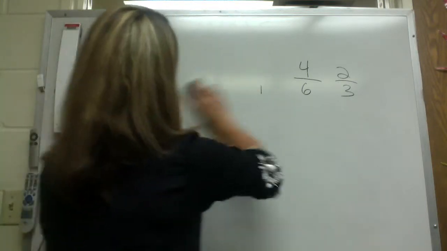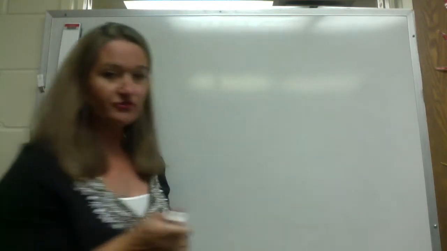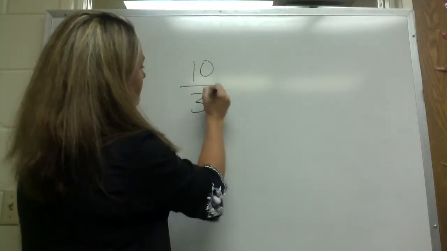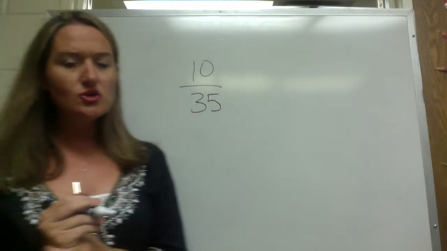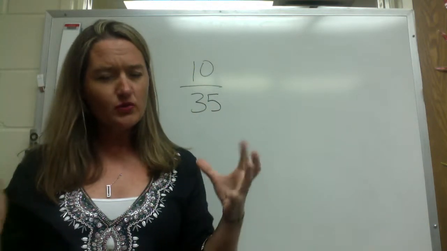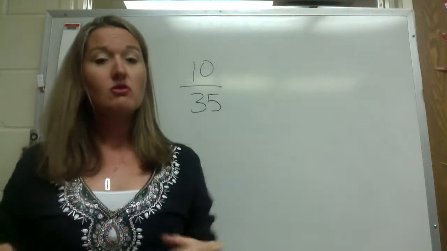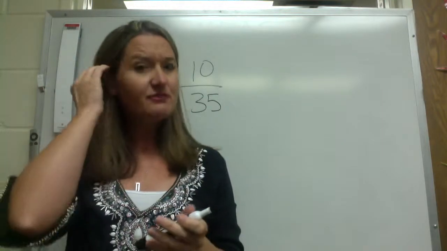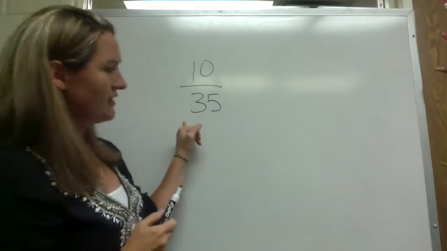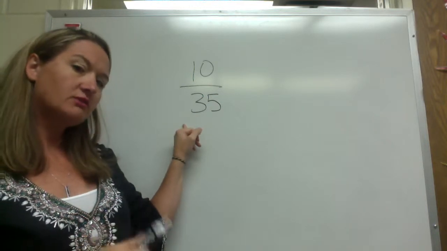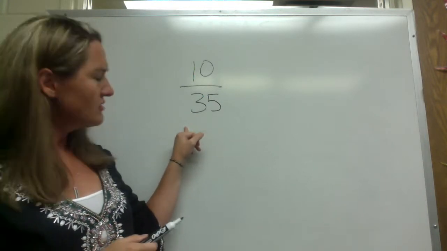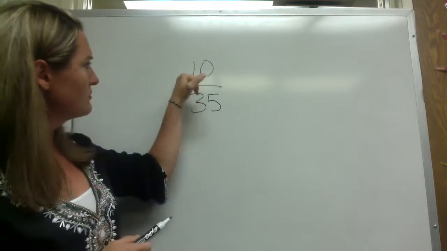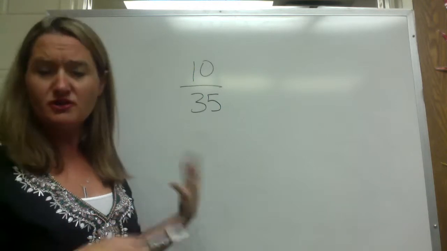Write each fraction in simplest form. So 10/35. For simplest form, think: are we going to be multiplying to make them bigger, or dividing to make them smaller? In simplest form, we want small. So think division. Look at 10/35, and this is where that greatest common factor stuff we talked about a couple lessons ago will come in handy. What's the biggest number that both 10 and 35 are divisible by?